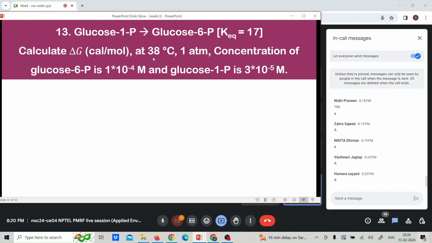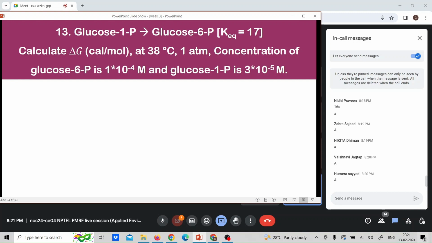I am giving you the condition that the reaction is happening at 38 degrees Celsius at 1 atmosphere pressure, with a concentration of the product being 1 × 10⁻⁴ moles, and the reactant being 3 × 10⁻⁵ moles. Okay, so I expect you to calculate the del G in calories per mole, the change in Gibbs free energy.